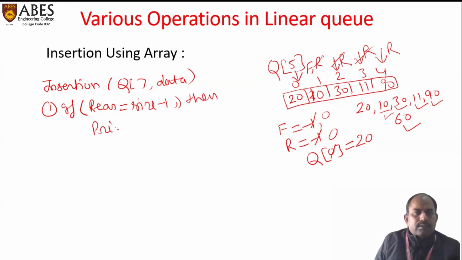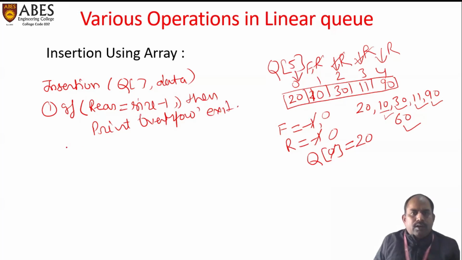print overflow. So if the queue is already full, then we can't insert 90 here. This condition is called overflow. So in the first step, we will write the overflow condition.